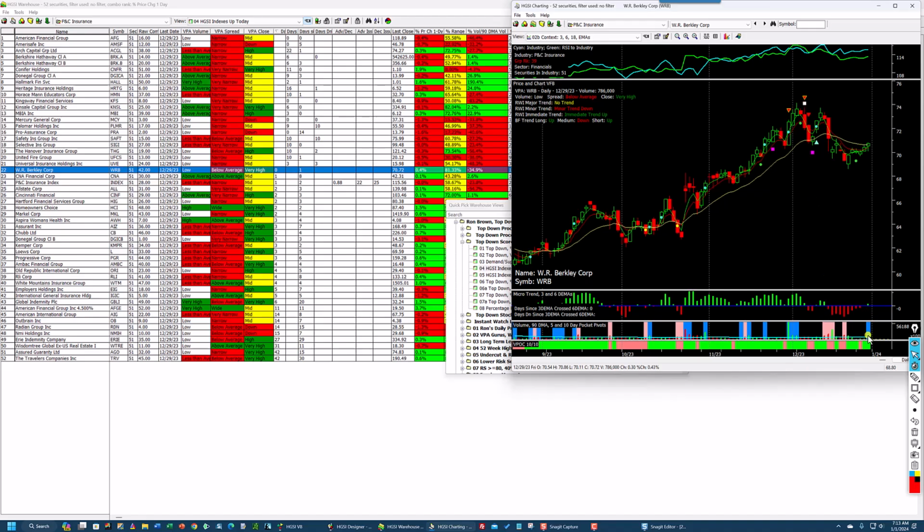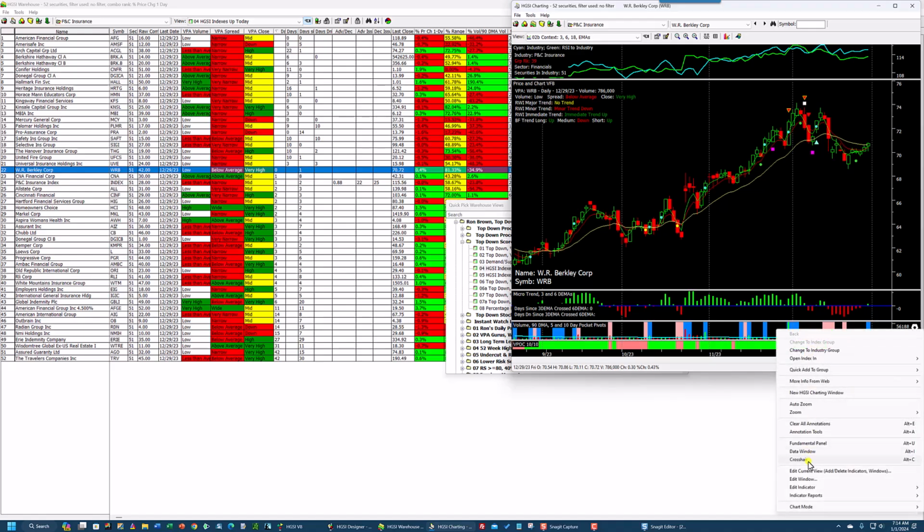Here's the crossover. There's that blue bar. That tells me that on this day, the volume was greater than any down day volume over the past 5 or 10 days. And it has to be over the past 5 because this is more than 10 days ago right here.